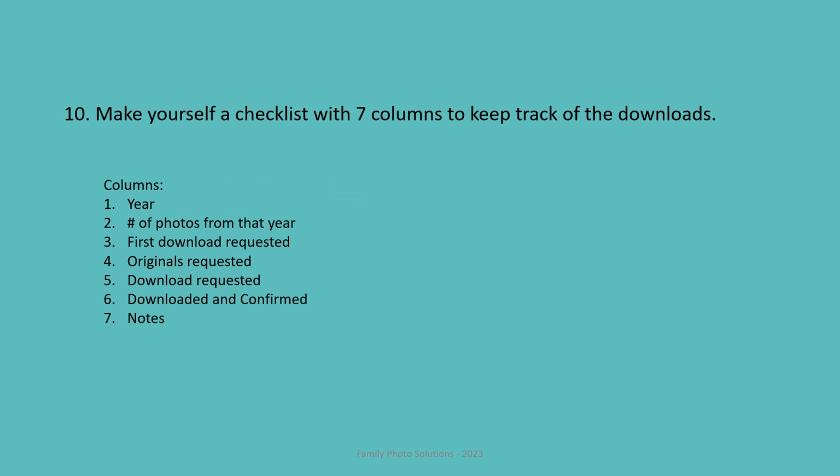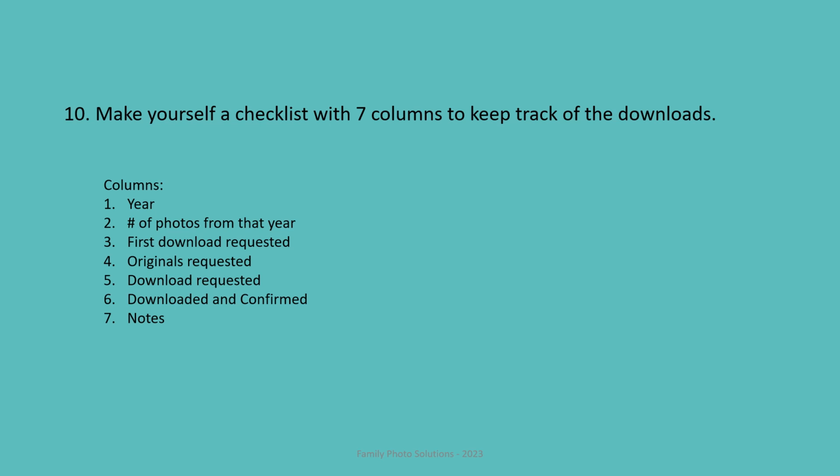Step 10. We're going to make ourselves a checklist to help us keep track of the process. We need a checklist with 7 columns. Yep, 7, and you're going to need all 7. Now, the easiest way to download is by year. The first column in our checklist will record the year that we are downloading.